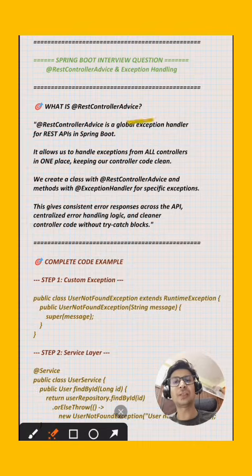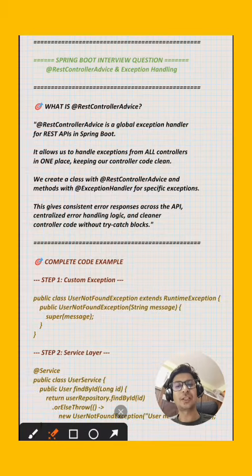So we will apply the @ControllerAdvice annotation at the class level, as it is a global exception handler for the REST API in Spring Boot. And at the method level we will apply the @ExceptionHandler annotation for a specific exception. Okay, and then we have the complete exception code here.